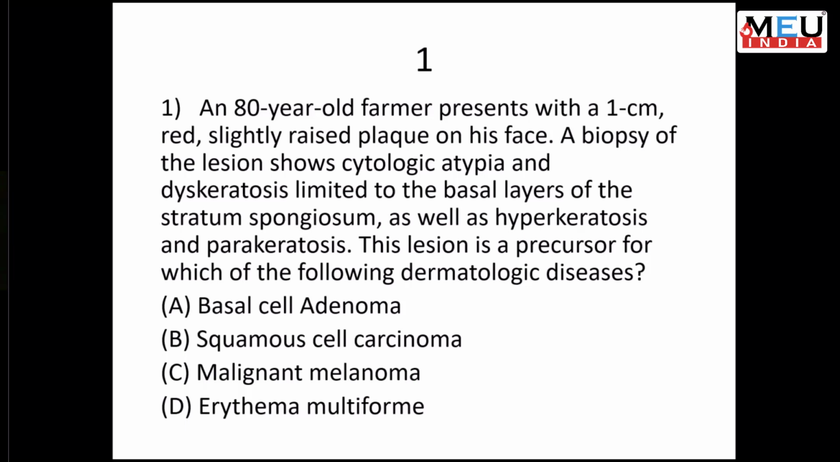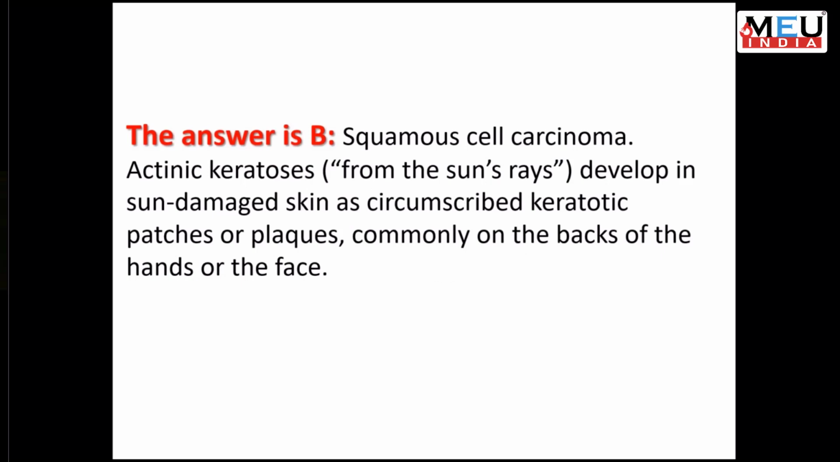A, B, C, D are given here. So they have to click on the pre-malignant condition, then we have to discuss the malignant condition. The answer will be B, squamous cell carcinoma. Here we have to insist on actinic keratosis: with exposure to sun rays, they develop sun-damaged areas in the skin as circumscribed keratotic patches or plaques, commonly on the backs of the hand or on the face.